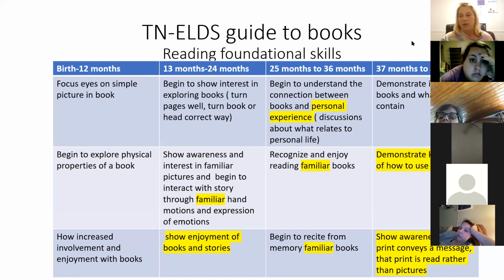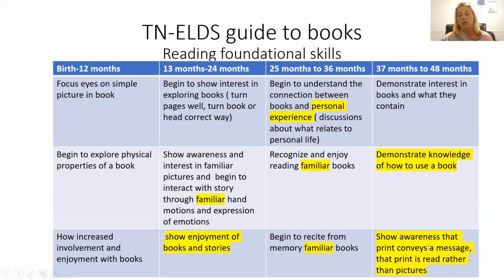And then also with your 3 to 4 year olds, this is what we were talking about: they start to show awareness that print actually has a message, and that print is read rather than a picture being read. So when you get to 3, 4, and 5 years, absolutely read word for word when they're engaged. Before that, it's just about enjoying a book.